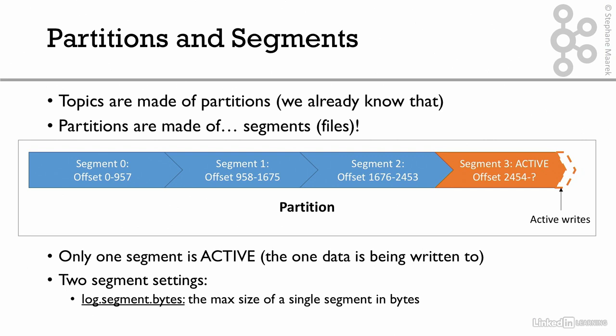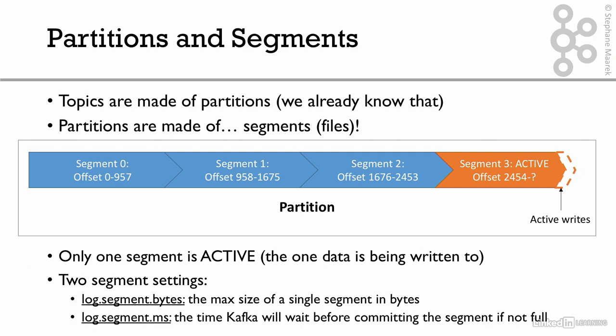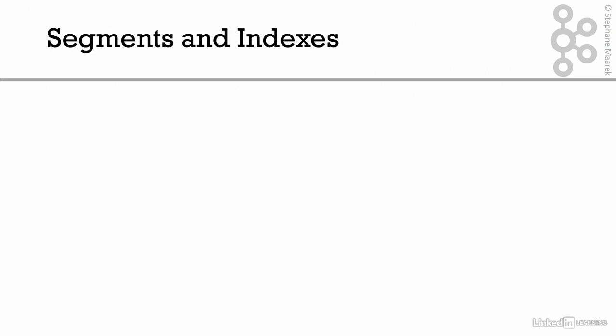The first one is called log segment bytes, and that's the maximum size of a single segment in bytes, and by default, it is 1 gigabyte. And then there's log segment millisecond, which is the time Kafka will wait before committing the segment, so closing it, if not full. And by default, it's 1 week. So how do we understand this?